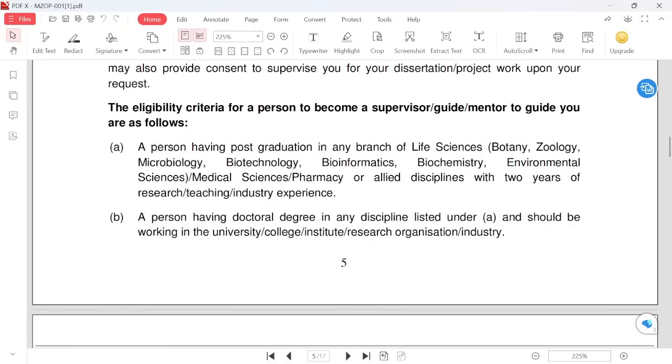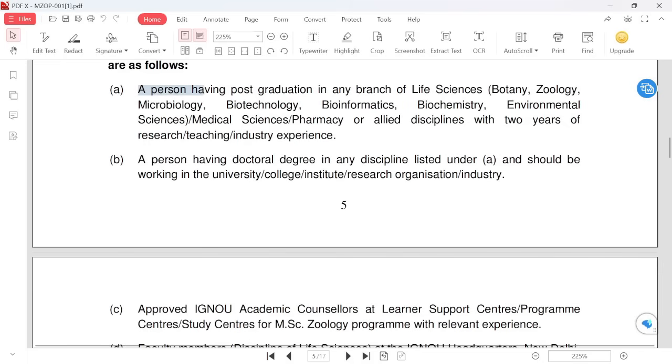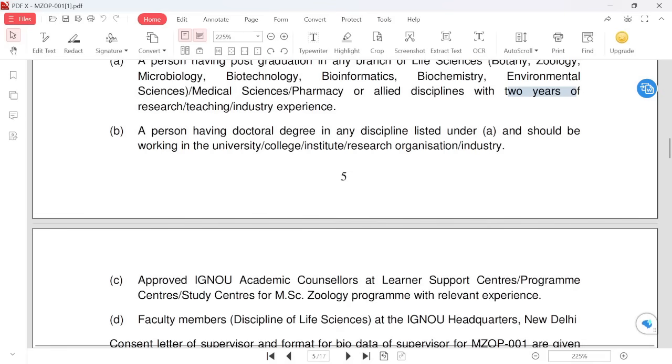Now, what are the eligibility criteria for a person for becoming a supervisor? Let's talk about this. A person having post graduation in any branch of life science like botany, zoology, microbiology and so on, there were so many courses, and allied disciplines, with 2 years of research, teaching, and industry experience. He must have 2 years of teaching experience as well for becoming your guide.